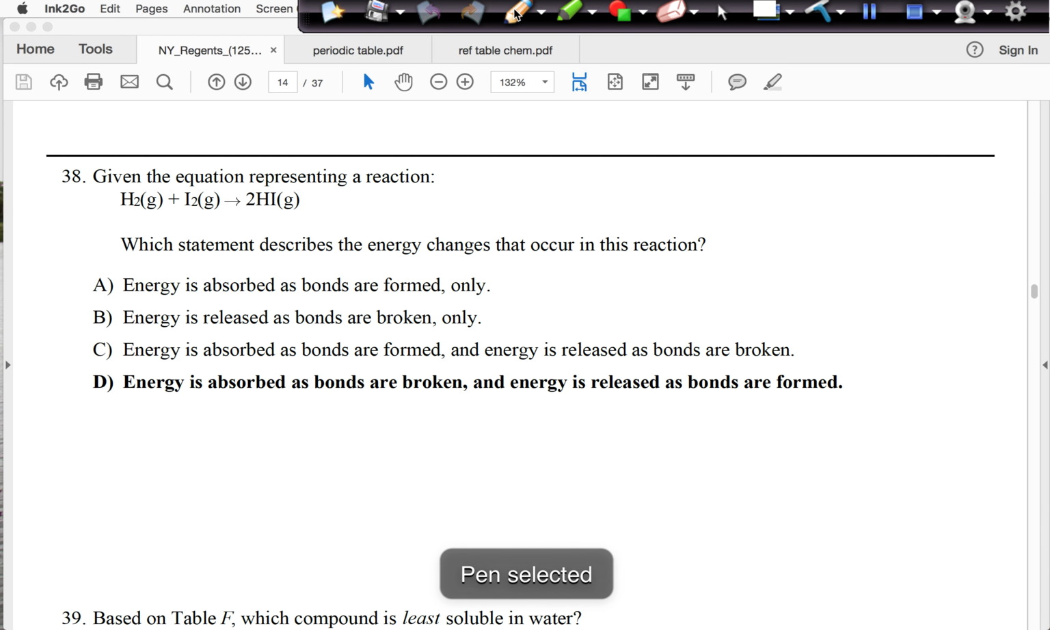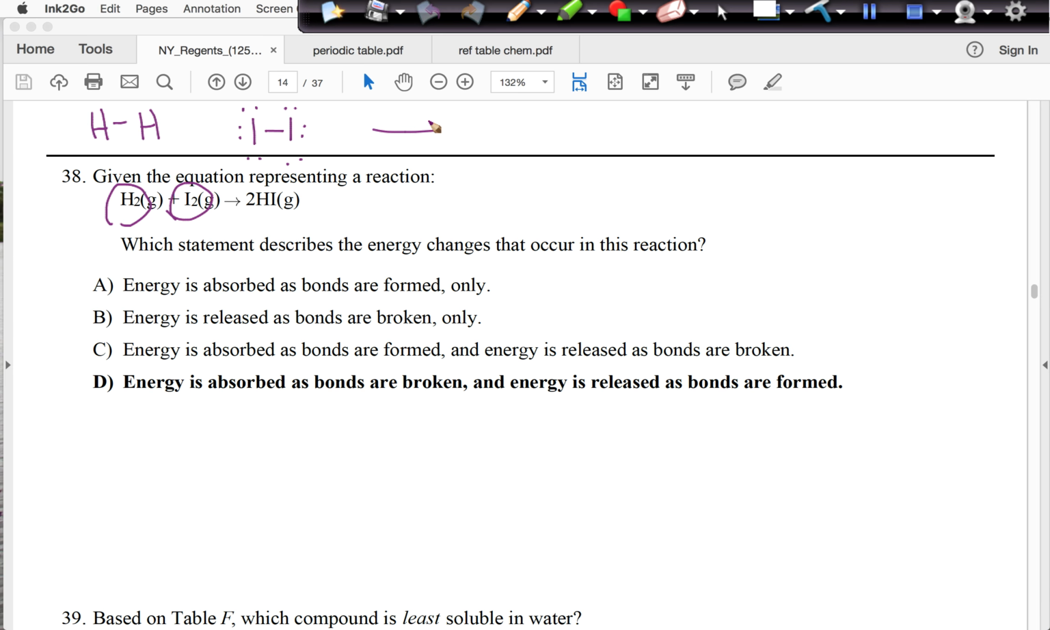For number 38, it says which statement describes the energy changes in this reaction. We have H2 and I2, which means that the H is bonded to the other H. The I is bonded to the other atom of I. And what we're making is 2 moles of HI. And the HI also has a bond in it.